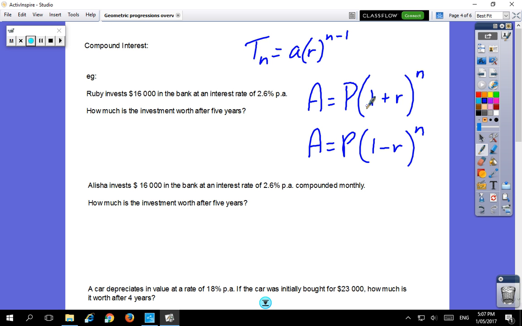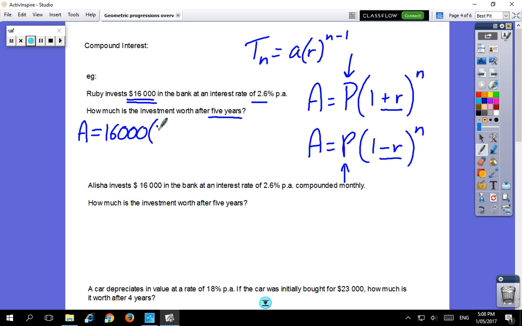As long as we understand that this is the initial amount, our starting amount, and that this is growing by a rate, and this is shrinking by a rate. Let's apply it here. Ruby invests $16,000 in the bank at an interest rate of 2.6% per annum. How much is the investment worth after 5 years? So there are 3 important bits of information. We want to know how much the investment is worth. We're trying to find this side here. We know the principal or starting amount is $16,000.